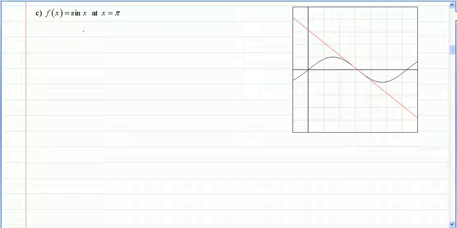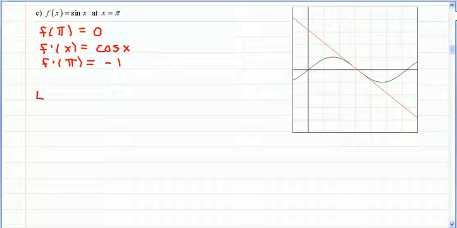Part C, f of x equals the sine of x at x equals pi. If I start with f of pi, the sine of pi is equal to 0. f prime of x, the derivative of sine x, is equal to cosine x. So when I take f prime of pi, cosine pi is equal to -1. So I substitute these values into the formula.